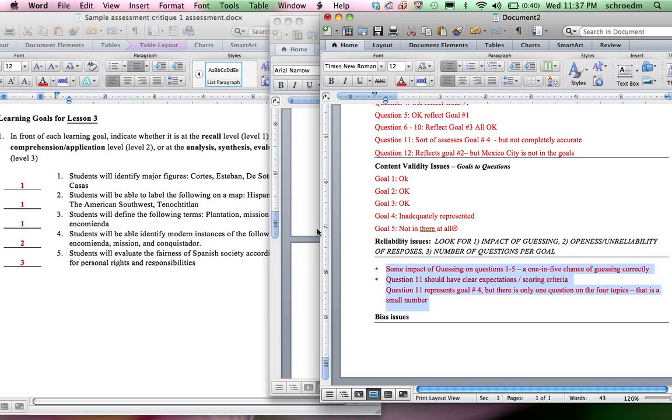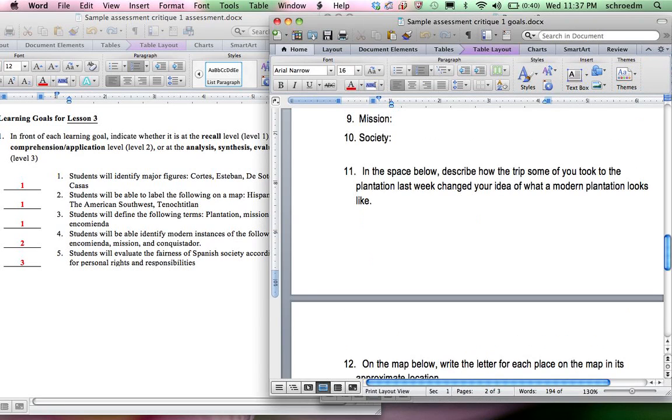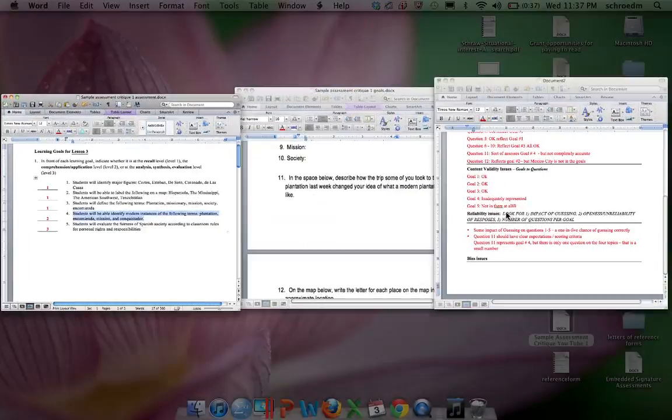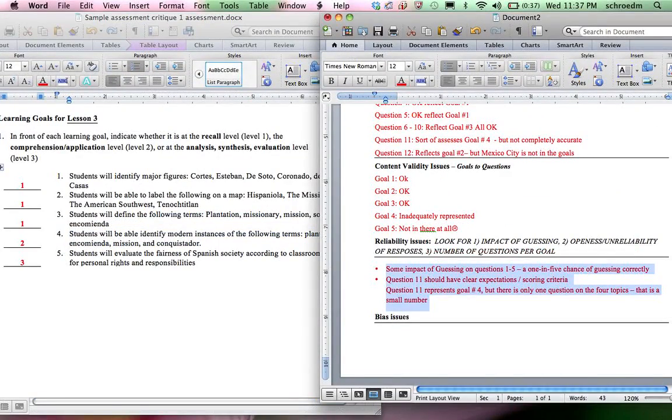Question 11 also represents goal 4, right? But there is only a small sample of these terms, and really I'm trying to assess this whole goal with one question about one term, and I'm not even doing it very well. So that doesn't really give me a reliable estimate. Somebody might have been able to do the other 3, but because I only asked them about one, they get a 0 instead of the 75% of that goal that they should really get.